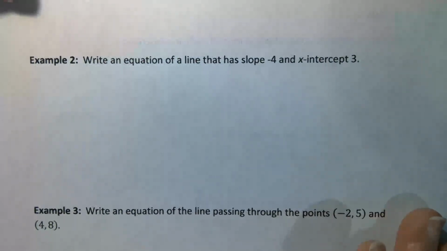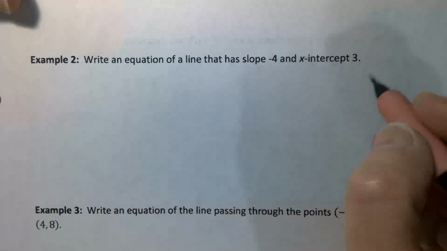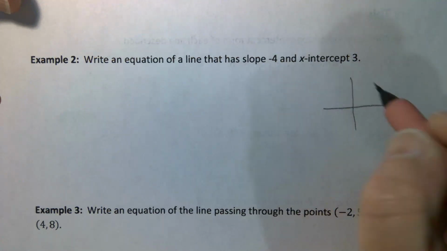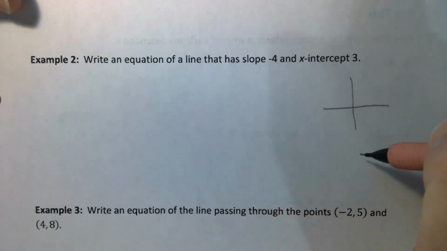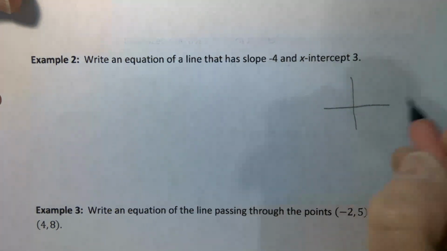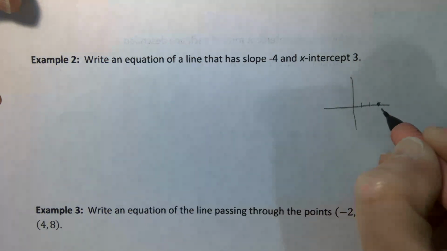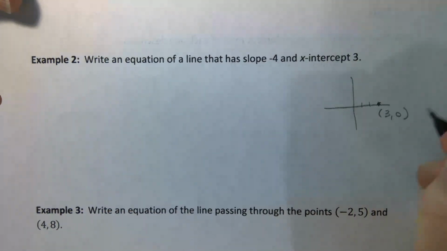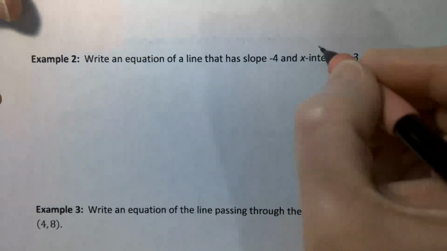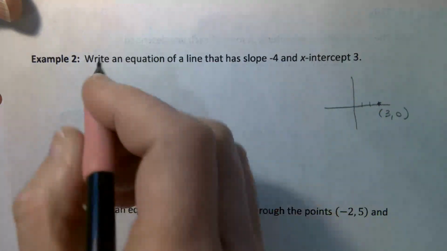We look at example 2. Write an equation of a line that has slope -4 and x-intercept 3. Okay, so you have to think about what an x-intercept is. It's not the y-intercept. Y-intercept is where it intersects the y-axis. So the x-intercept is where it intersects the x-axis, which happens to be here at 3, 0. So there's a point on the line. Okay, x-intercept is not part of our equation, but it does give us a point on the line.